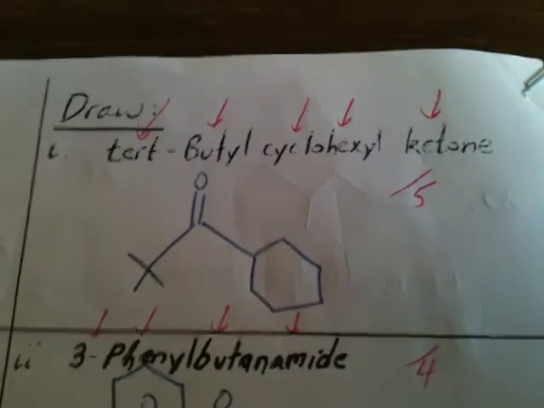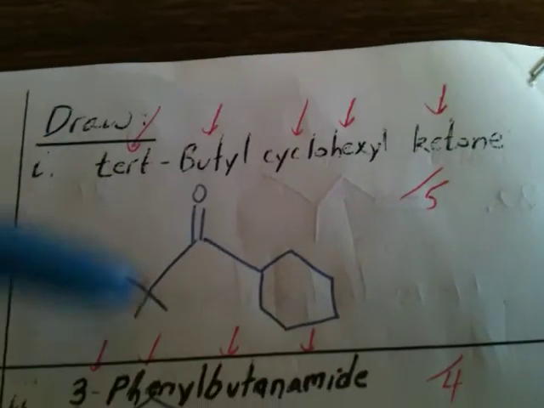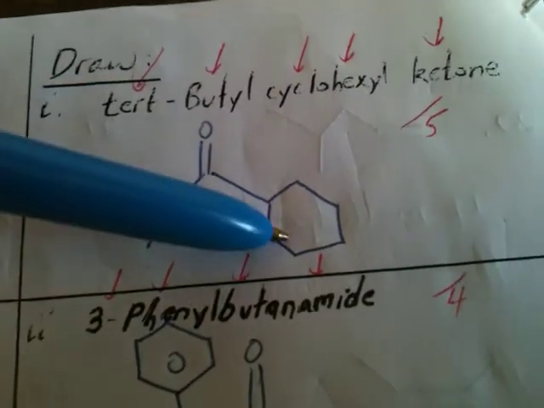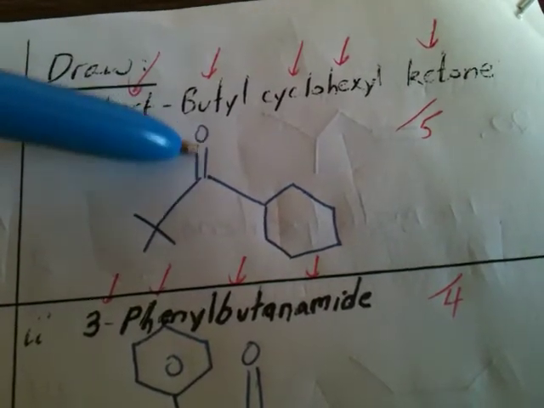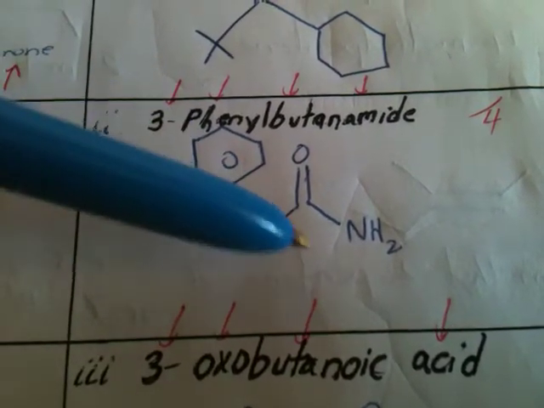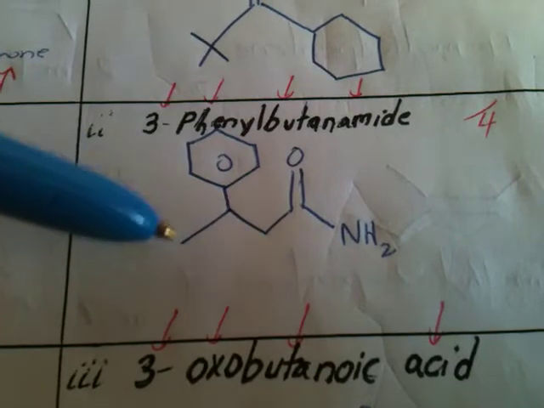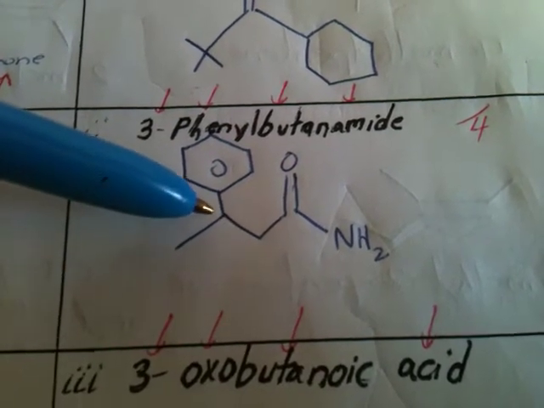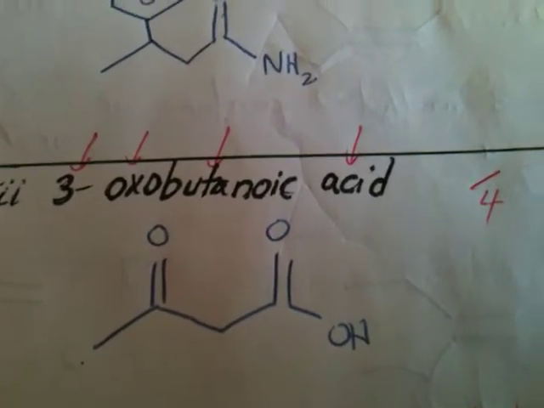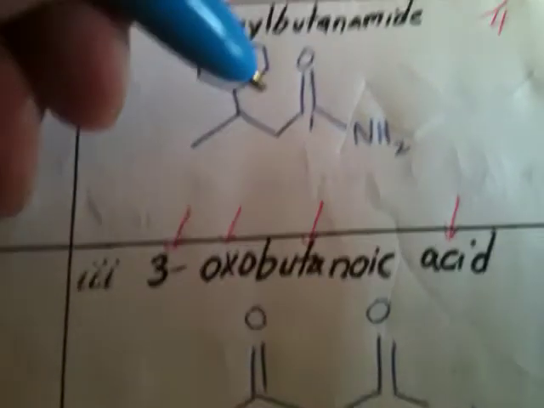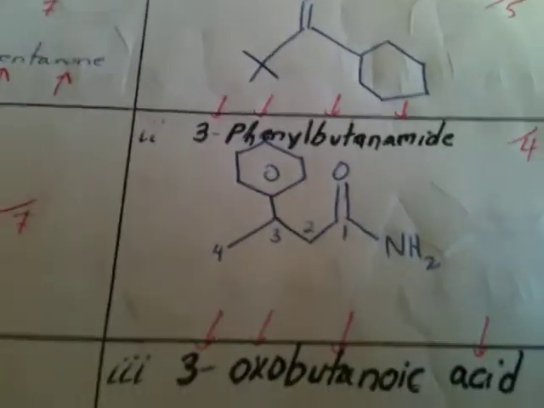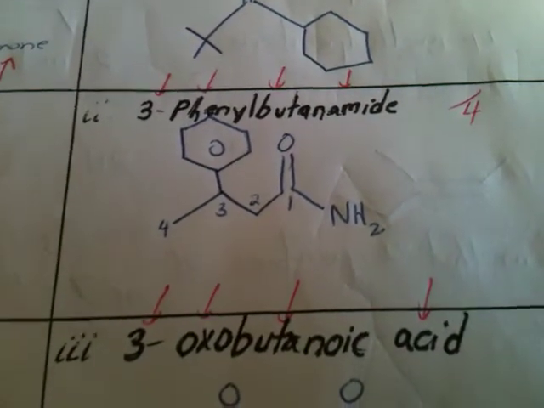In this example, we have the name. So I gave the name of the molecule, and we have to draw the molecule. So I said tert-butyl cyclohexyl ketone. Here's a tert-butyl group. Here's a cyclohexyl group, and it's connected to a carbonyl, so it's a ketone. The second example is an amide with 4 carbons, so it's butanamide. At the third position, which we shall number, here's the first, second, third, and fourth carbon. At the third carbon, you have a phenyl group, so we call it 3-phenyl-butanamide.